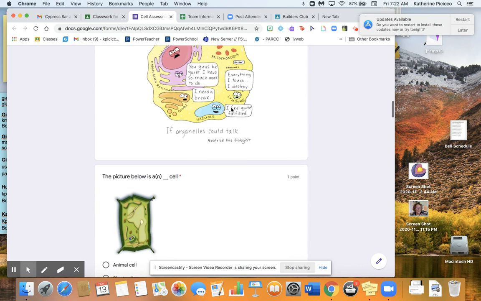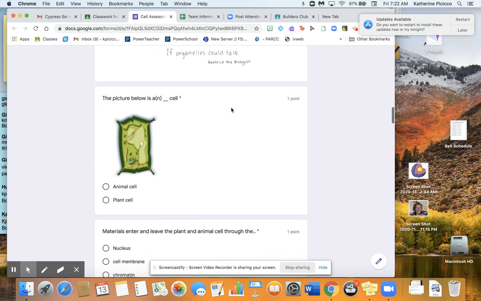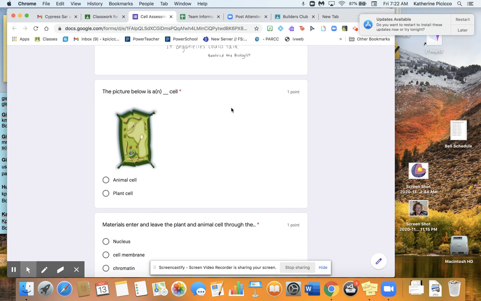Another cheesy cartoon. Okay, next question. The picture below is a blank cell. Again, look at the shape of the cell. Look for hints and clues. What kind of cell is that?